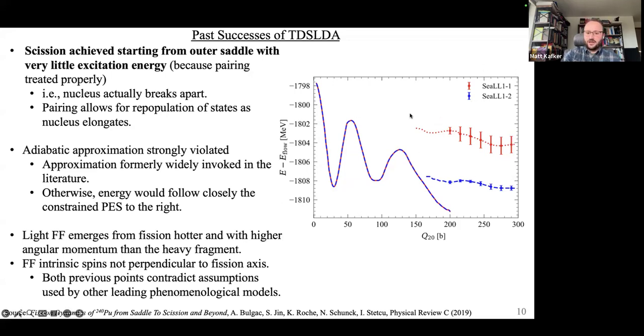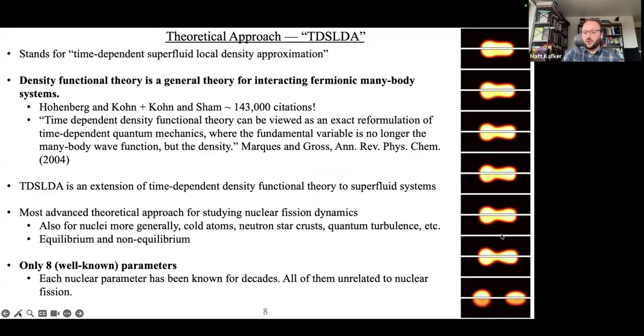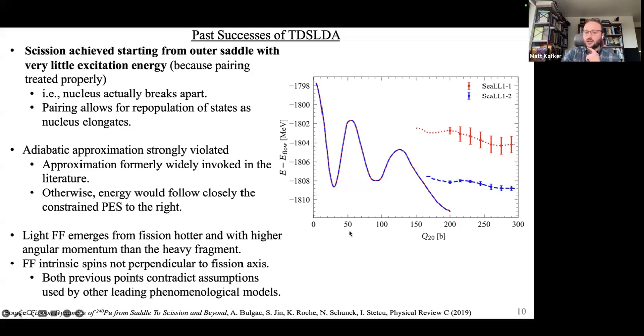Over here, I have a plot of the potential energy surface, which is closely related to this figure here. On the horizontal axis, we have the elongation of the nucleus, and on the vertical axis we have the energy of the nucleus, where we've subtracted off its kinetic energy. So we have this energy surface here, and the adiabatic approximation says... I'll have you go through a little exercise. Imagine that you have a frictionless point particle sitting on this hill. It has some potential energy associated with it, and you let it go.